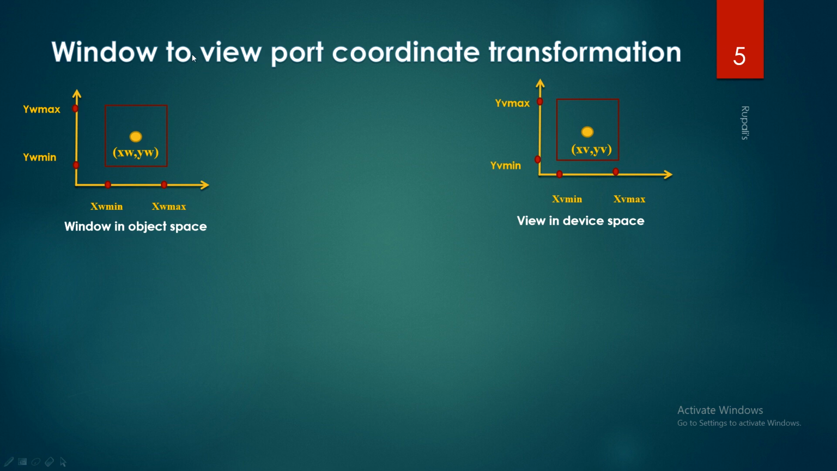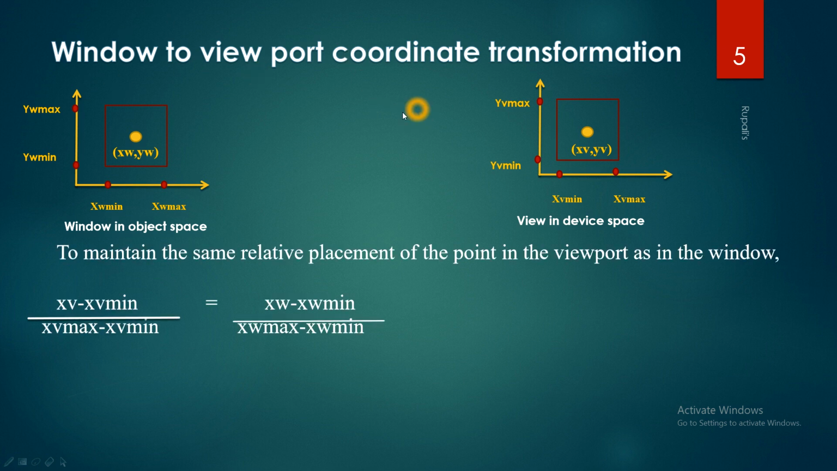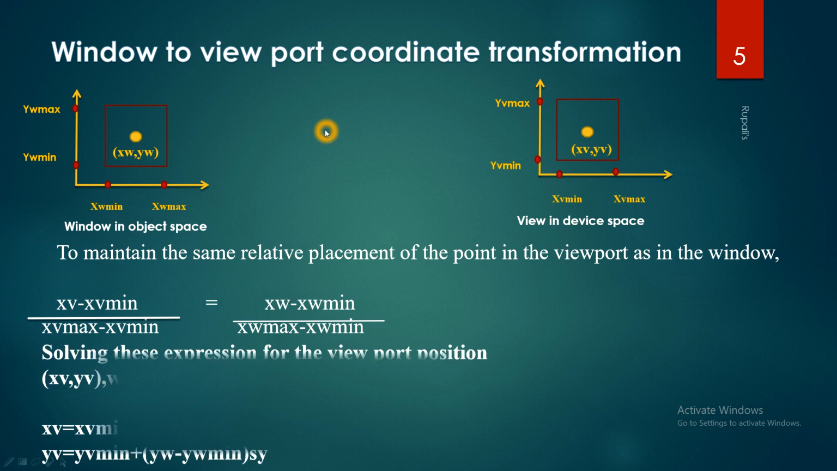Now you have to transform window to viewport coordinates. First, to maintain the relative placement of the point in the viewport as in the window, you have to write xv minus xv min over xv max minus xv min equals xw minus xw min over xw max minus xw min. Just take the ratio.